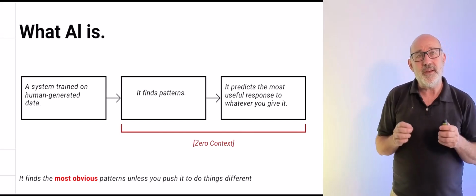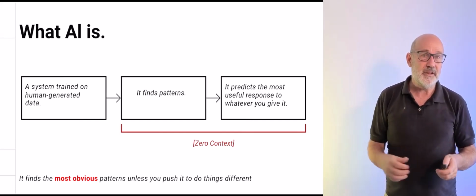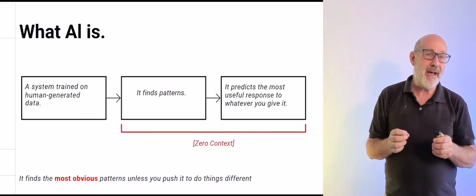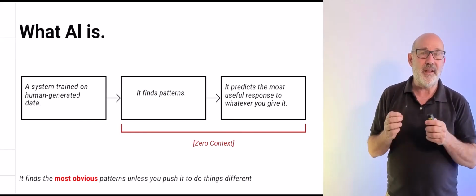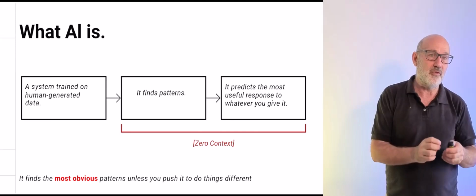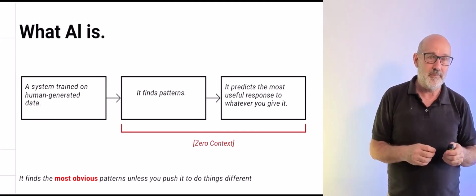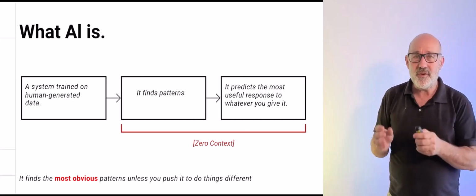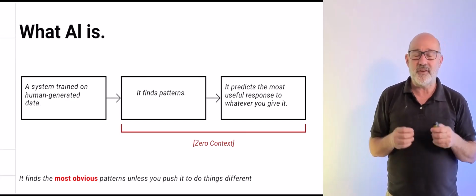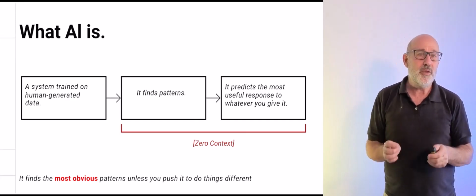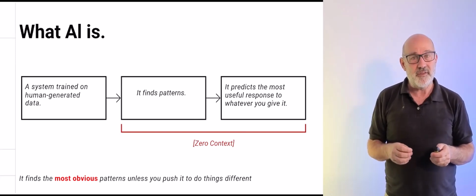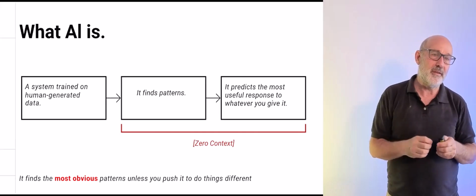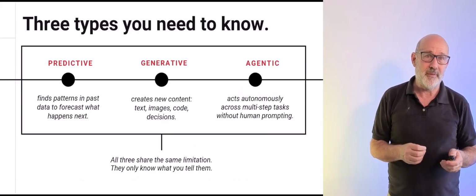Before we go any further, we need a common ground when we talk about AI. Let's start. What are the definitions? What is AI? AI is a system trained on vast amounts of human generated data. It finds patterns in that data and it predicts the most useful response to whatever you give it. It mimics what humans do. That's it. It has no knowledge of your business, no understanding of your context, no awareness of your goals. It only knows what you tell it about your business and your challenge, which means the quality of your input determines the quality of its output every single time.